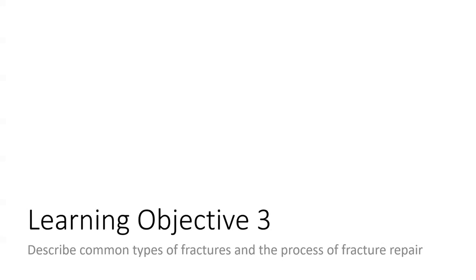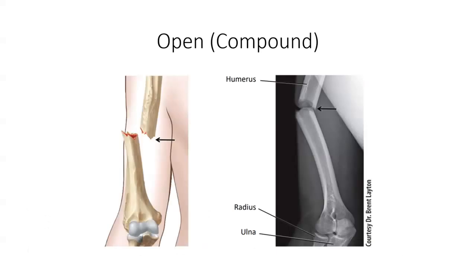A fracture is a break in a bone. Fractures are named according to their severity, the shape or position of the fracture, or even the physician or the doctor who first described them. So looking at common types of fractures, an open or a compound fracture is when the broken ends of the bone protrude or stick through the skin. Conversely, a closed or a simple fracture does not break the skin.